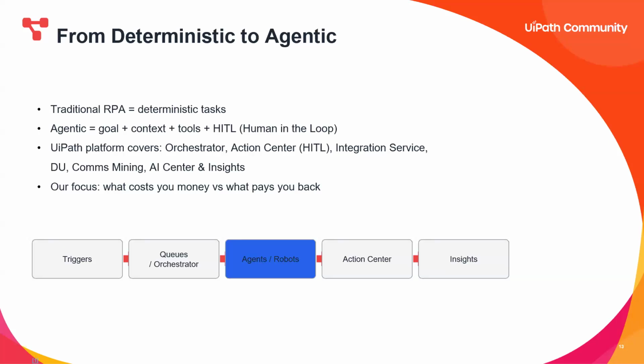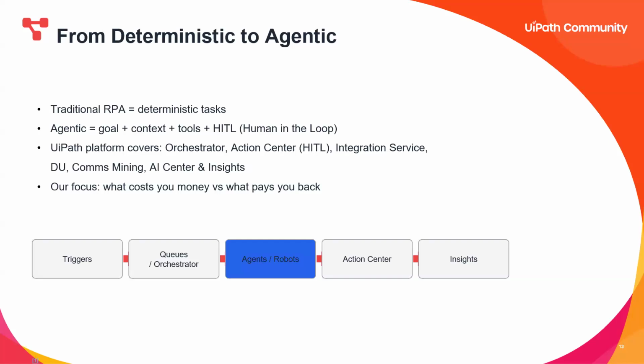So here is the deterministic to agent shift. This is a final summary in terms of UiPath, where traditional RPA equals deterministic tasks. When we are counting agentic, it is goal. If you remember, when I said agentic is goal-driven, along with that it also consumes context plus some tools, as well as keeping a human in the loop.